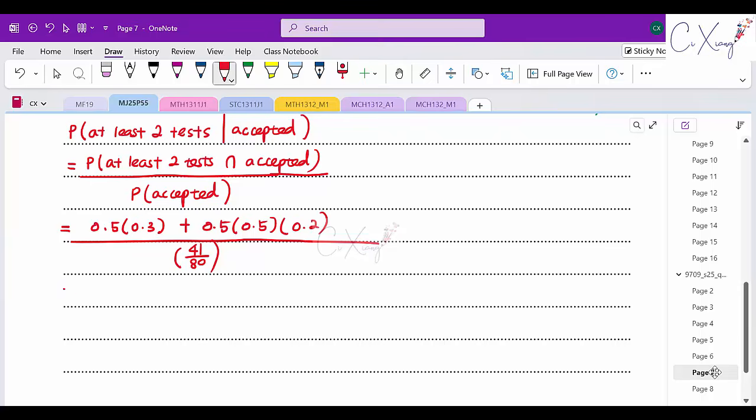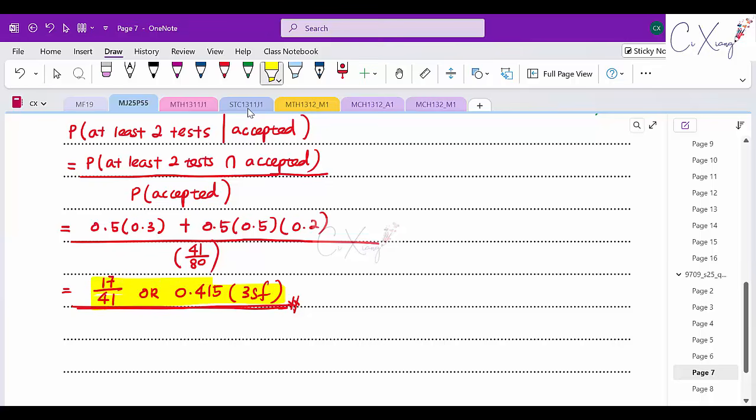Okay? Alright, then try to simplify all the top and bottom part here. By right, if you didn't do any careless mistake, the answer that you get should be 17 over 41. Or we will put it into 3 significant figure, which is 0.415. Okay, so this is how we answer part C.